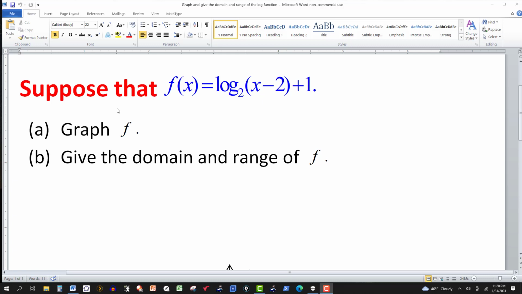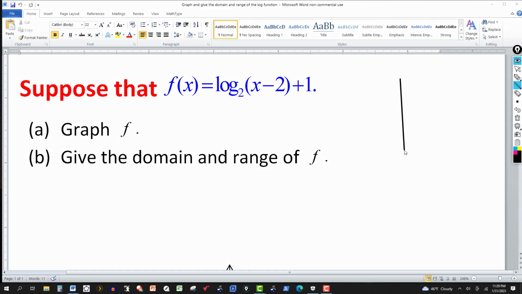In this video, we want to graph this logarithmic function here and also give the domain and range of the function. Now in an earlier video, we found the inverse function of this logarithmic function, which turned out to be an exponential function. I'll link the video in the description in case you missed it.